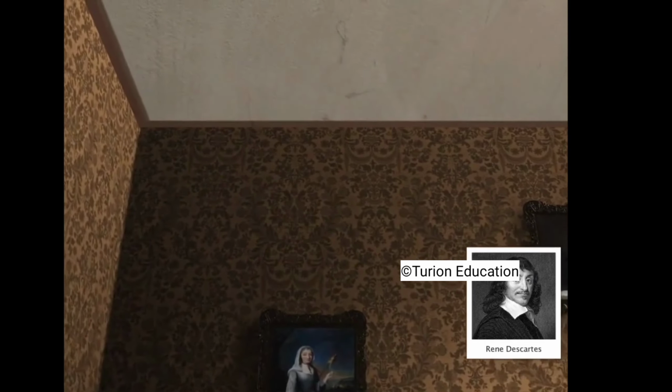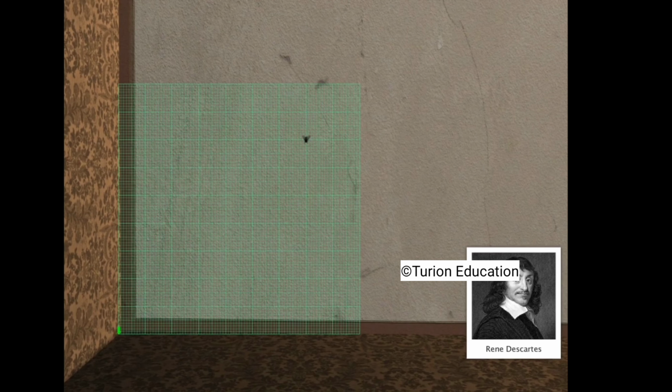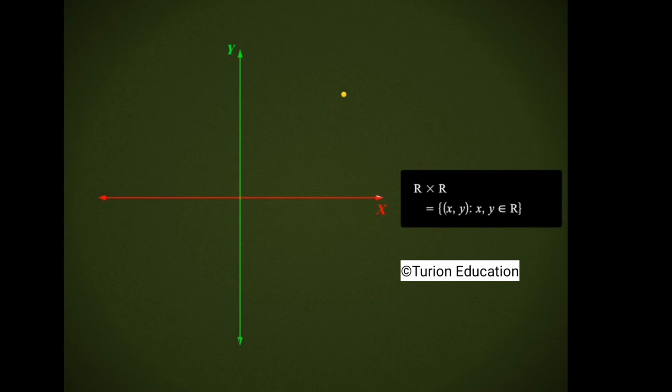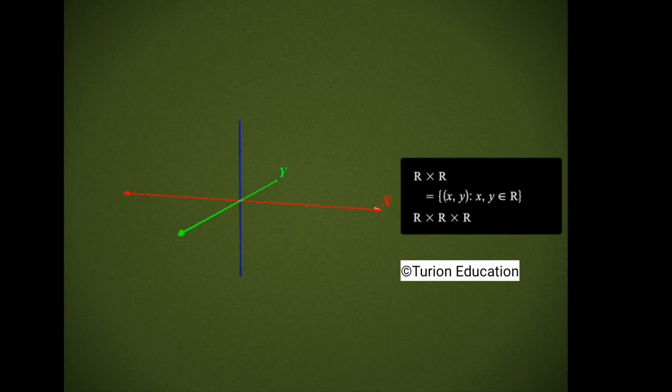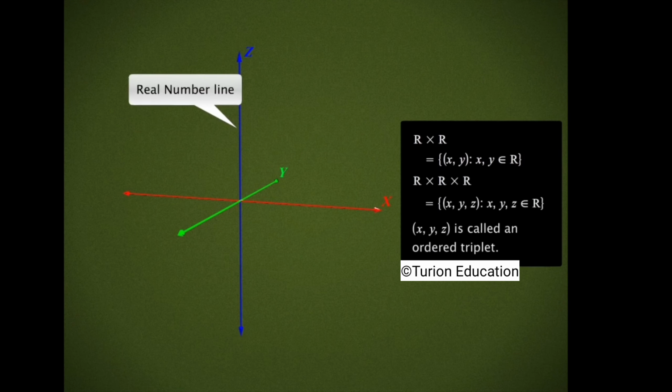One day, while lying on the bed, the French mathematician solved the problem of describing the position of a point in a plane and laid the foundation of Cartesian plane. Just as the Cartesian product R cross R represents the coordinates of all the points in the two-dimensional plane, the Cartesian product R cross R cross R represents the coordinates of all the points in three-dimensional space. The triplet x, y, z is called an ordered triplet. This shows that Cartesian product can be extended to three sets as well.